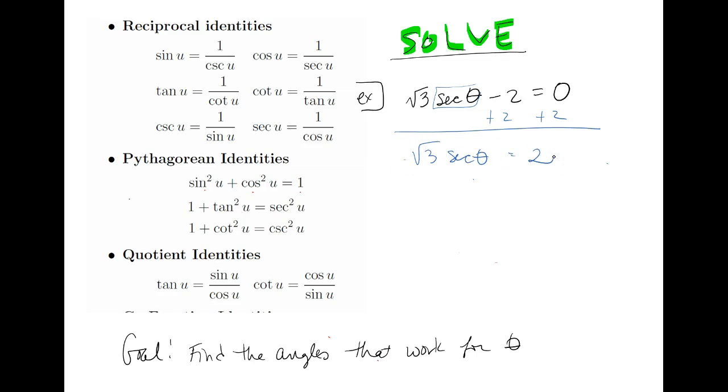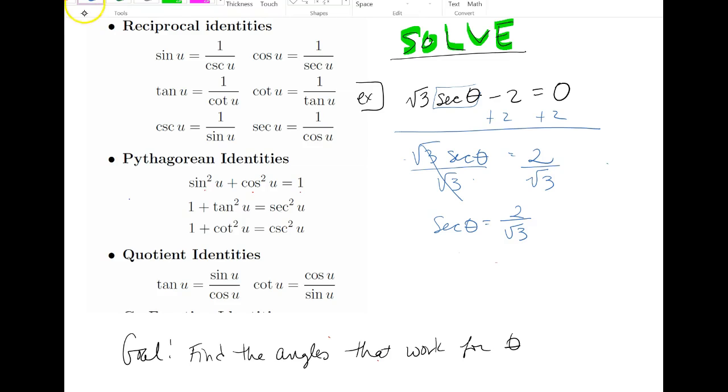Now, after I do that, my next step would be to get rid of the coefficient. So how do I do that? Well, I just divide by it. Okay, so now I'm looking at the secant of theta is equal to 2 over the square root of 3. So when you see this, you may be like, well, I don't know, how am I supposed to solve that? Well, here's a nice nifty little trick, okay?